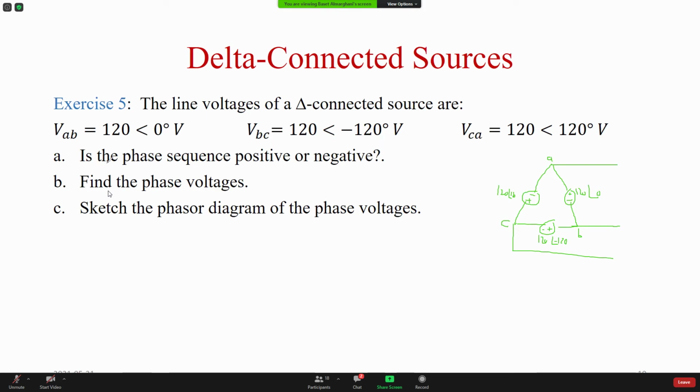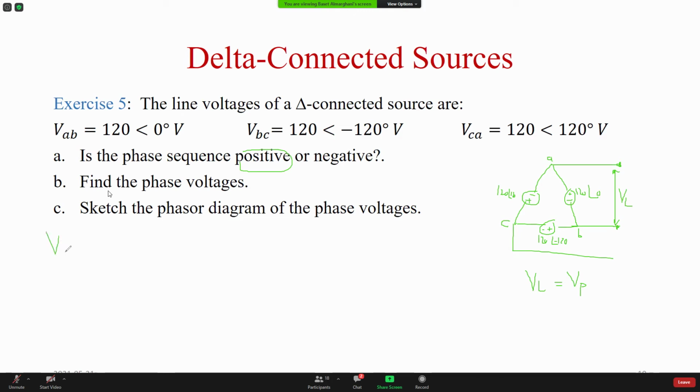Okay. Now, is this phase sequence positive or negative? It's positive because angle 0, minus 120, and then plus 120. So B comes after. Now, find the phase voltages. Oh, those are the line voltages. Sorry, they give you the line voltage here. They give you the voltage between this point and this point, V line. But in delta, V line equals V phase anyway. So basically, if it says find the phase voltages, it's the same, these voltages.